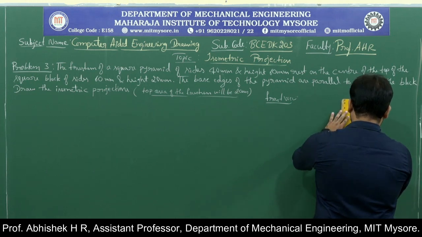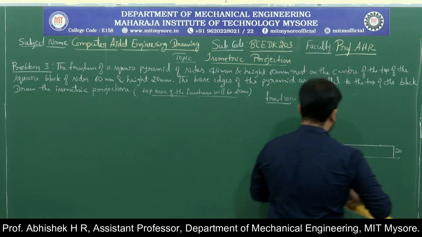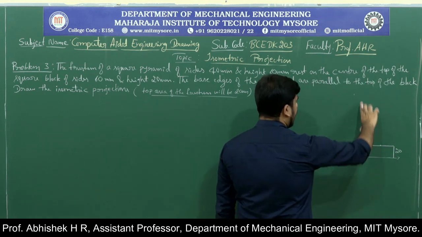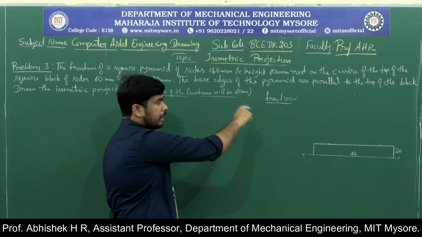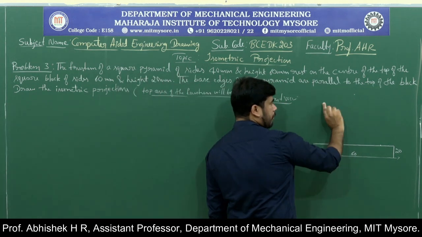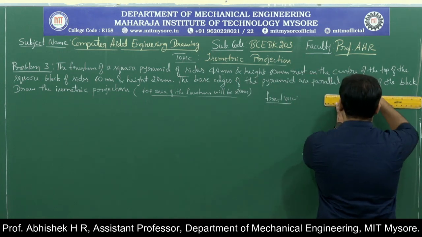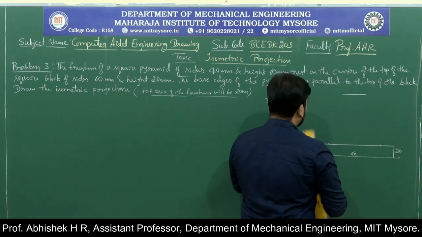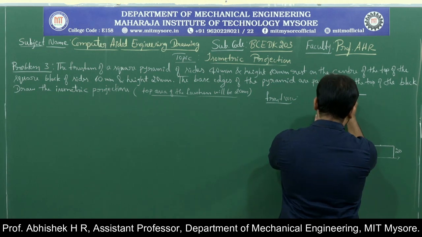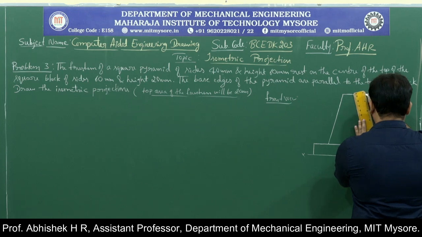And the height will be 60 mm. The side is 40 mm, the height is 60 mm, and the top side of the frustum will be 20 mm. So from this midpoint, 10 mm left hand side, 10 mm right hand side. So we can plot a 20 mm line here. Now you can join this to the 40 mm points.